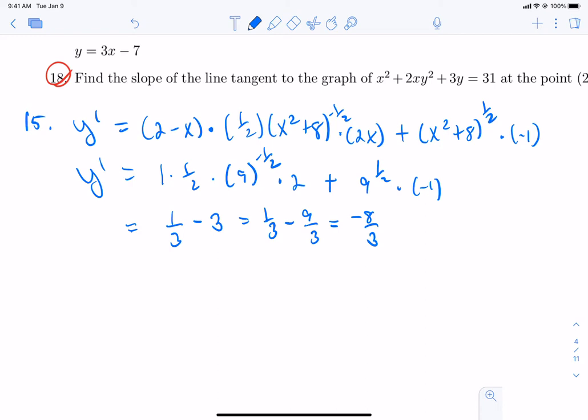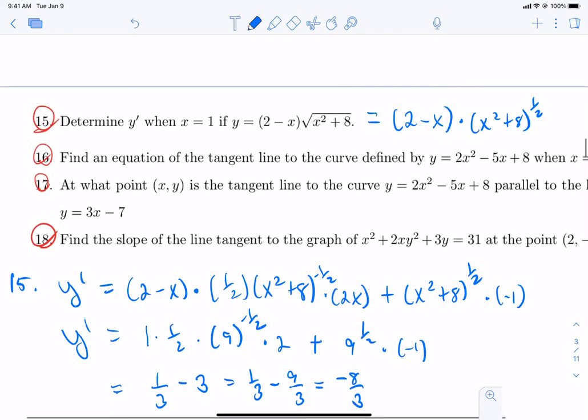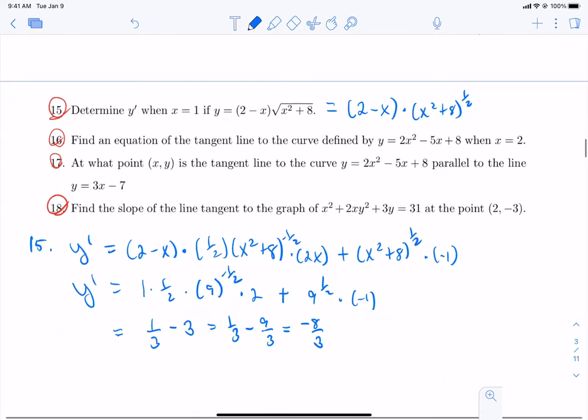Any questions about 15? If you didn't know the product rule, if you didn't know the chain rule, that might be something you want to write down. Okay, make sure you understand how to use that.